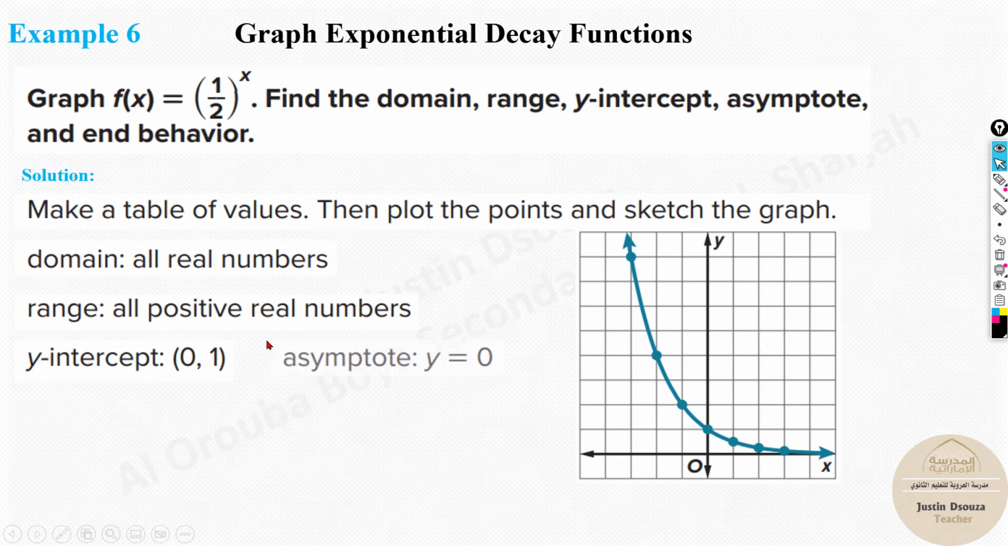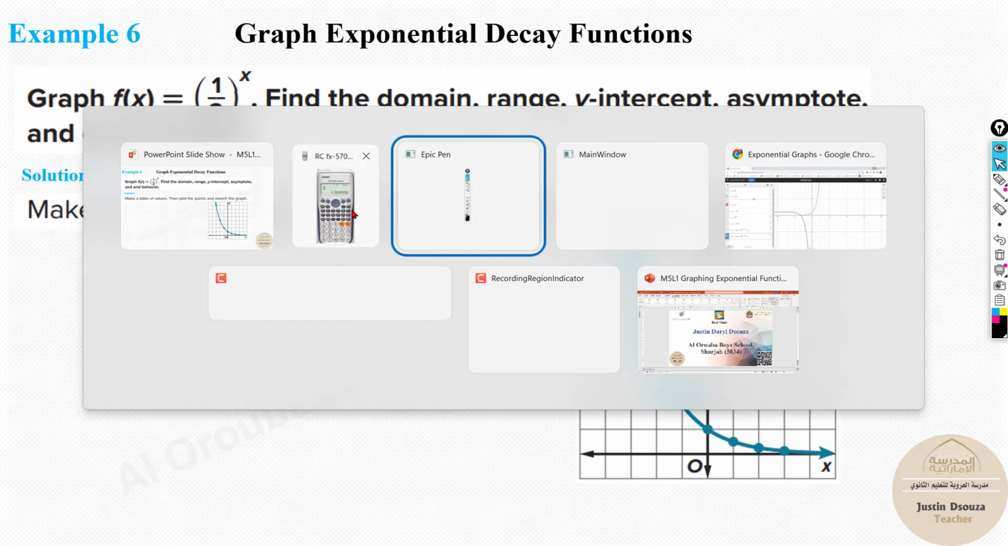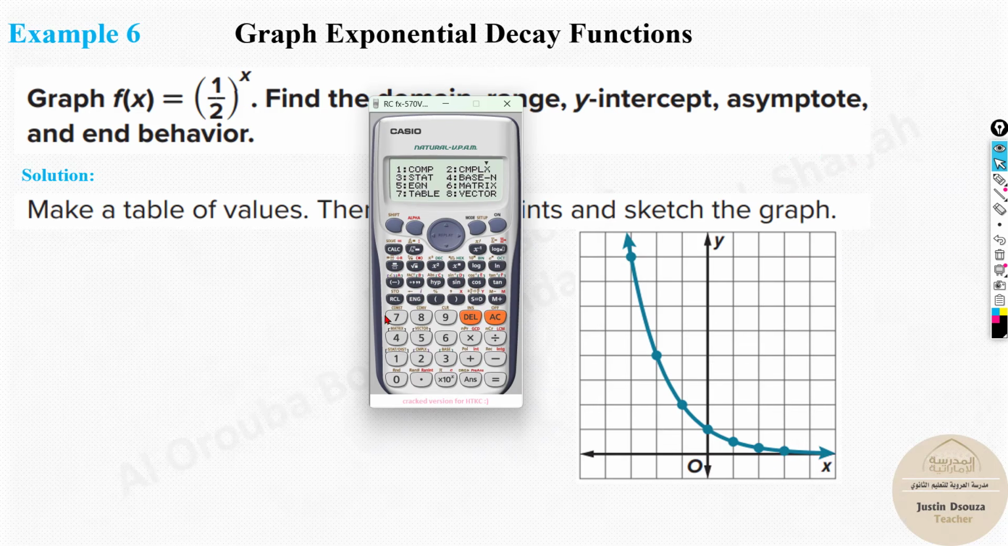First, we can make the table of values. How can we make the table of values? From the calculator itself, mode 7. The function is 0.5, half, to the power x. Press equal to, let's start with say -5 and end with 5. Step 1. These are the values. You can see at -2 we have 4, -1 is 2, 0 is 1, 1 is 0.5, and so on.